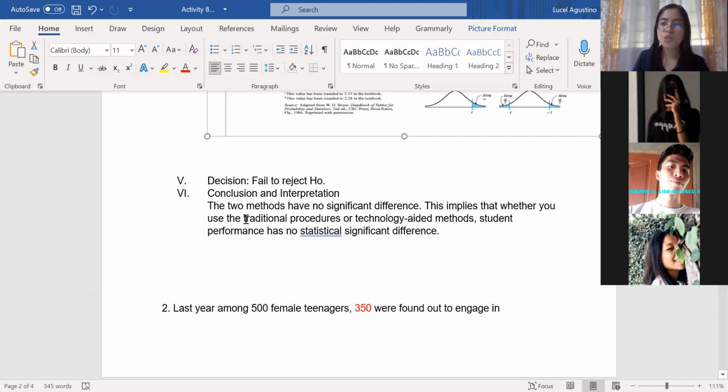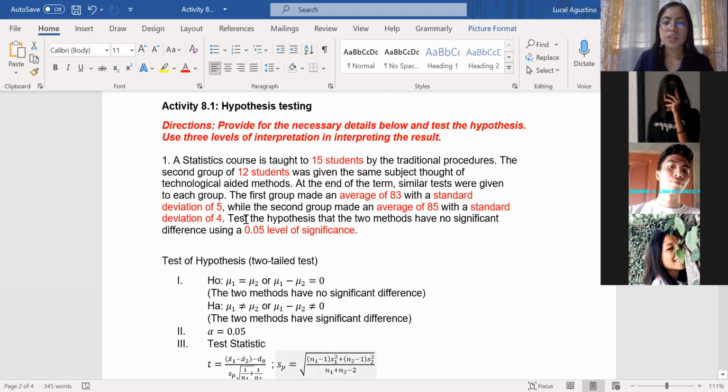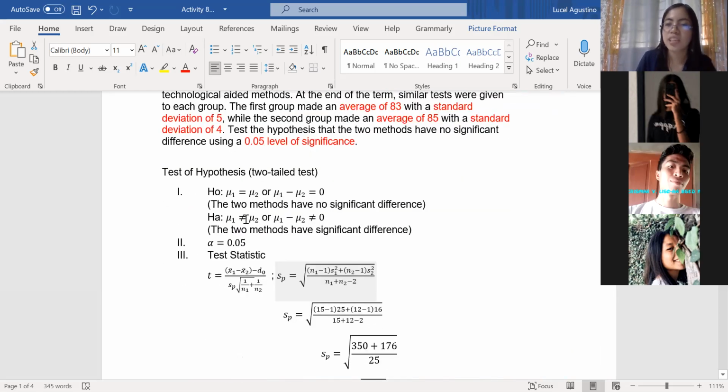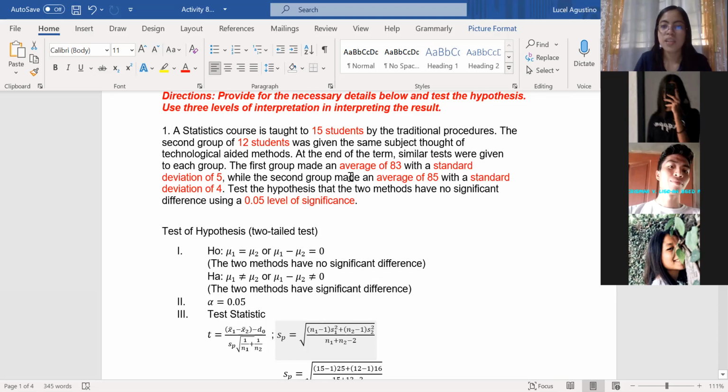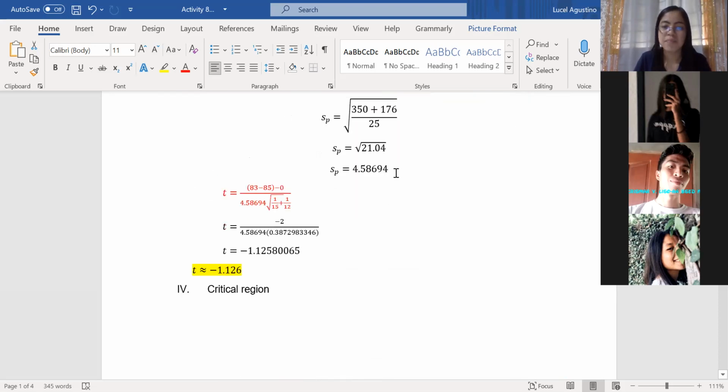And then for your conclusion and interpretation, kay fail to reject HO. In other words, fail na dili naton i-reject ang HO. So we will accept this HO. So for elementary definition, accept, but actually in reality dili siya accept ang term, just fail to reject. But for you to better understand, let's just say accept HO. In other words, two methods have no significant difference. So sa statistics course, sa traditional procedure, kag sa technological aided methods, wala difference. Okay, so that is our conclusion.